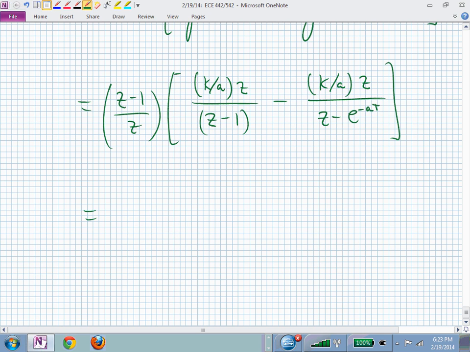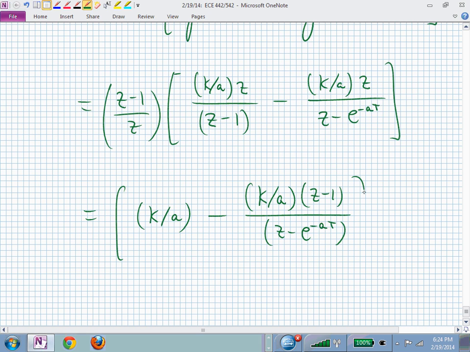Now, if we distribute this z minus 1 over z through both terms, the first term really gets reduced. It's just this scaling factor, or this residue that we were calculating for something over s before. We now have k over a minus, the z's cancel in the numerator and denominator, and we have k over a, z minus 1 over z minus e to the minus at.